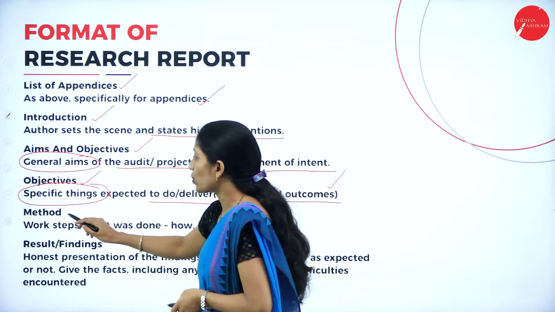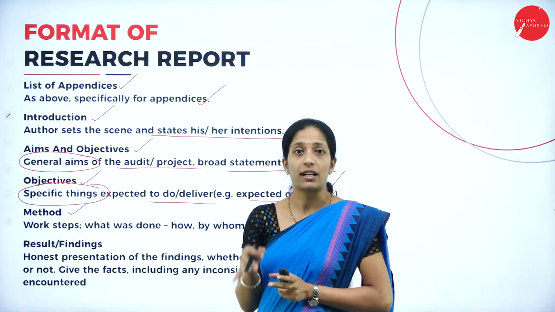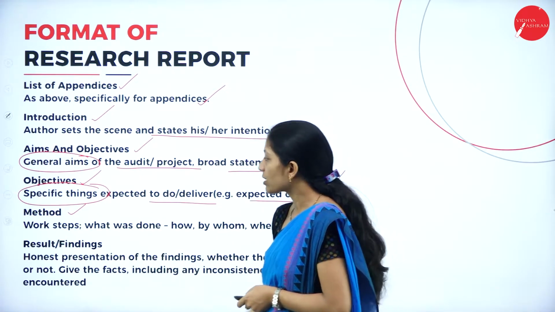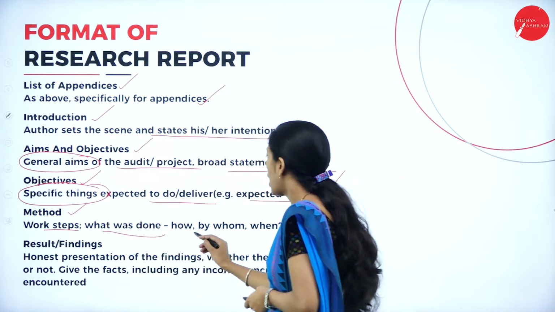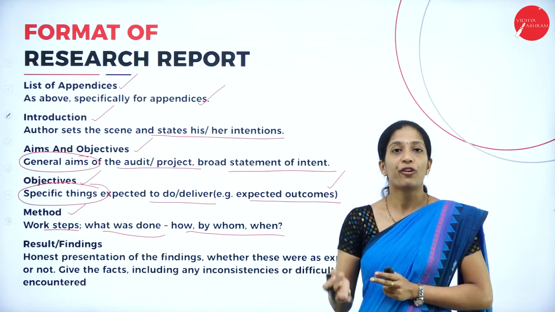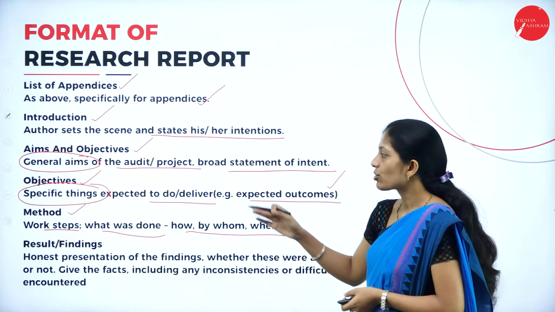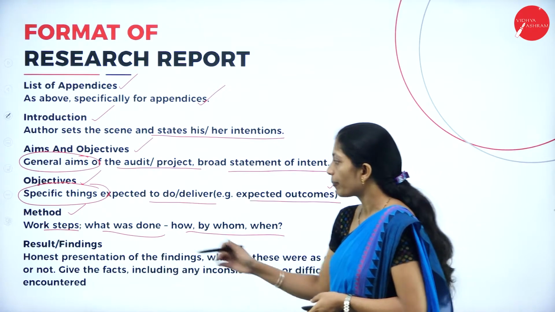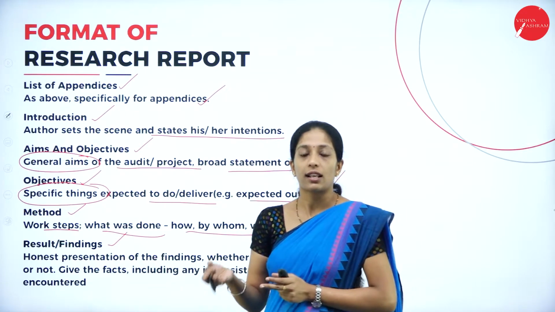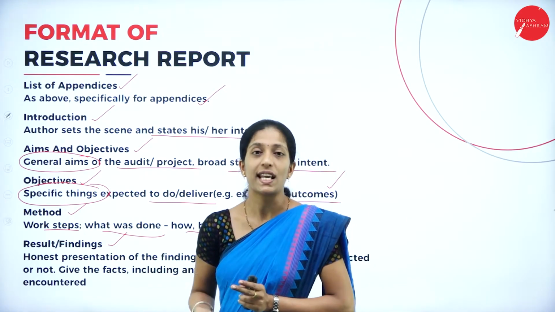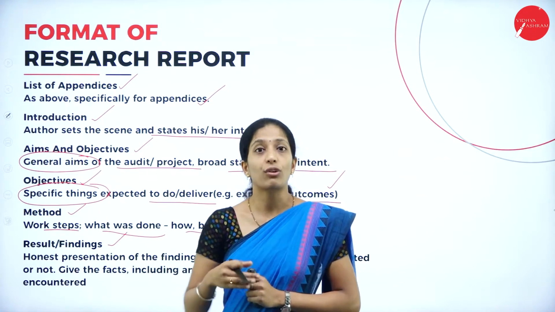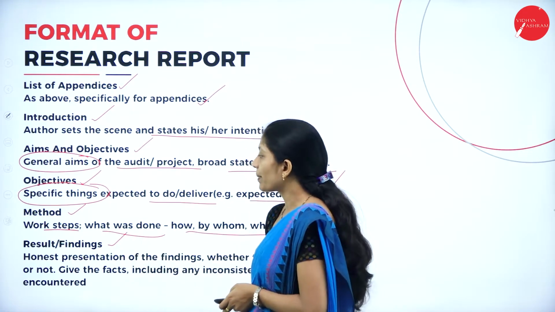Next one is method. What are the various methods of research he might have used, which is nothing but methodology. Here, work steps: what was done, how, by whom, when. So, everything about the method he has followed to conduct his research activity will be included in the method. Next one is result or findings. After conducting his research work, what he has found out, new things, or what solution he has found to a particular problem. That has to be recorded.